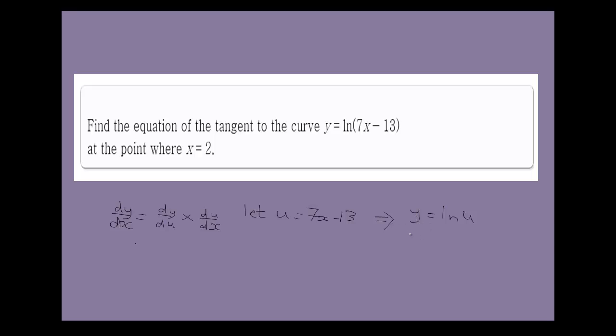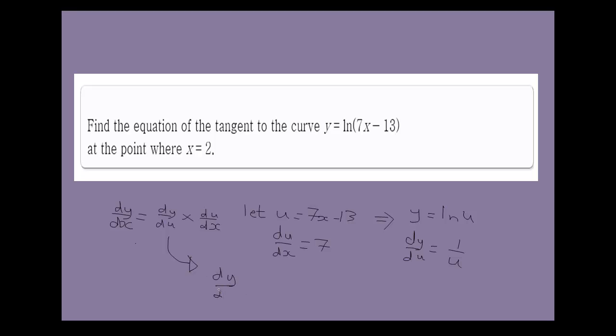This one here, we differentiate with respect to u, so dy/du, and you should remember the result, ln u will differentiate to 1 over u. If not, go back over the how to differentiate natural logs lesson. This one here, it's du with respect to x, and we just get 7 and the minus 13 goes to 0. Right, let's remember our chain rule here. We've now got the bits we need.